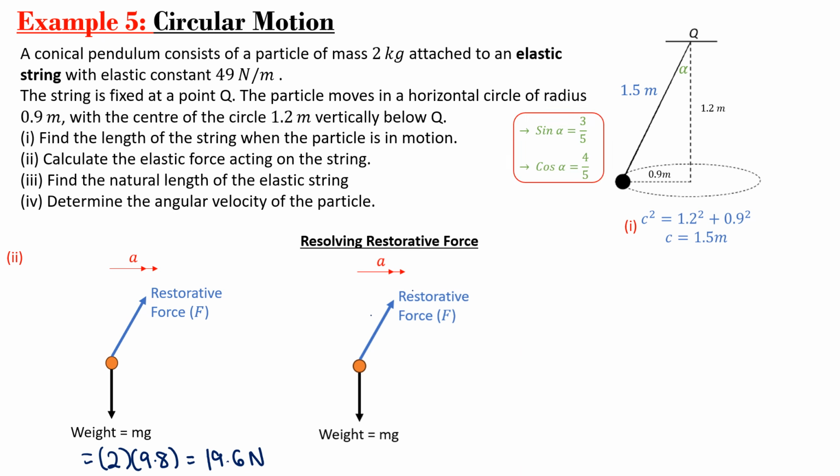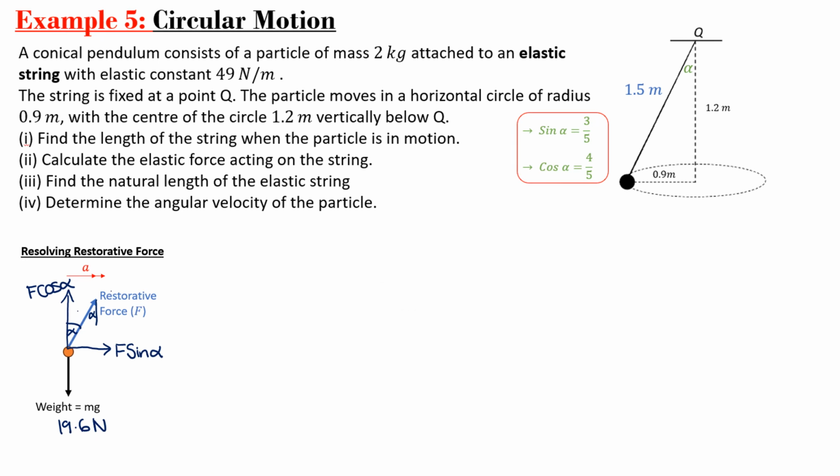So then if we're working to resolve our force, we have part of it going vertical and part of it going horizontal. Our angle alpha is there, and it can also be placed here. That is the idea of alternate angles. So here we have F sine alpha. Here we have F cos alpha, and our weight is 19.6 newtons. So just giving ourselves a bit more space, I can change this to 3F over 5 because sine is 3 over 5, and 4F over 5.